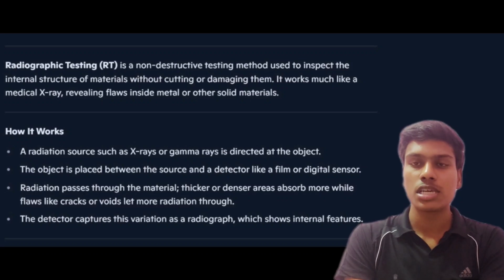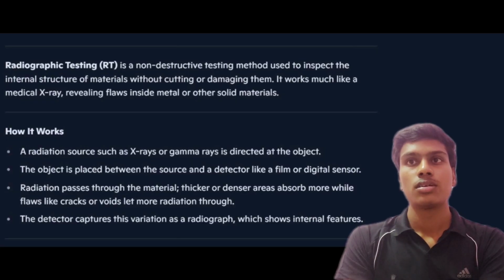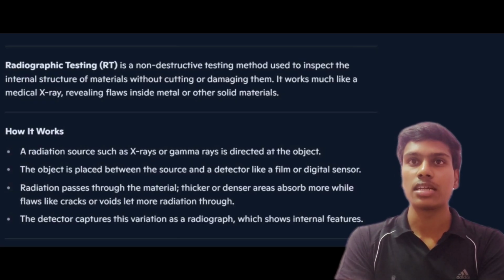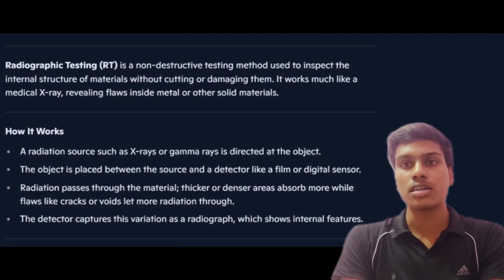In this video, we are going to see about radiographic testing. Radiographic testing comes under the types of non-destructive testing process. In this radiographic testing, the main purpose is to inspect the internal structure of materials without cutting or damaging them. It is very important in industrial applications as well, and it is applicable in many industrial applications.